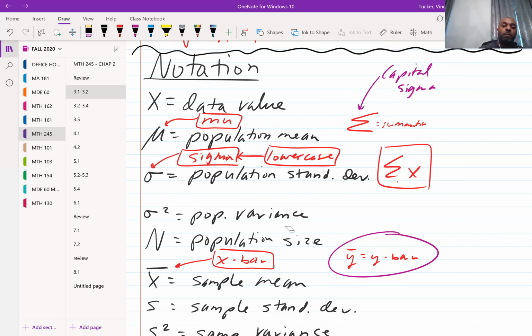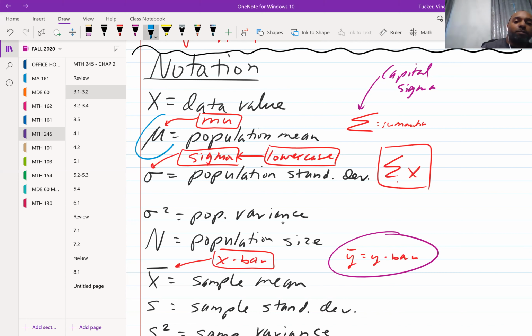Now, your population is, for an example, at TCC, the whole student body would be the population. This class would be a sample out of that population. So for statistics, that matters. And you perform certain operations a certain way according to whether you have a population versus a sample.